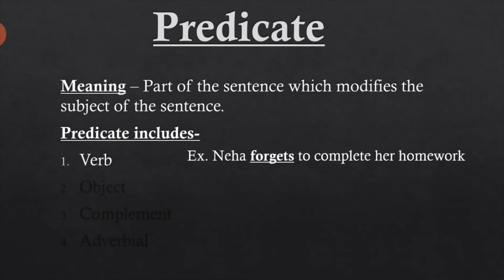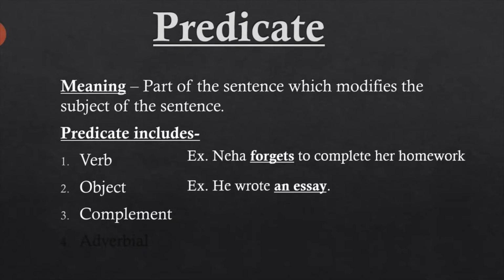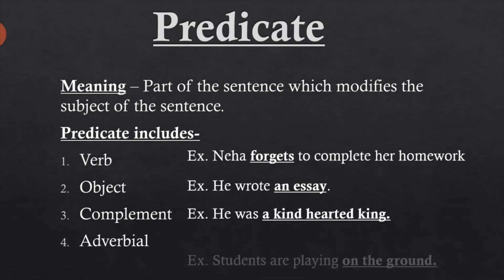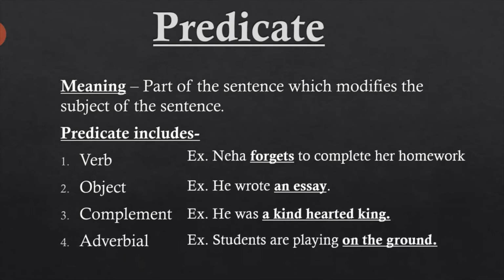You can see in the example, forgets is a verb, and also the other part where the object is there. You can see here the object is underlined, then complement is there, then adverbial, the last part. So these are the four grammatical categories that come in the predicate.